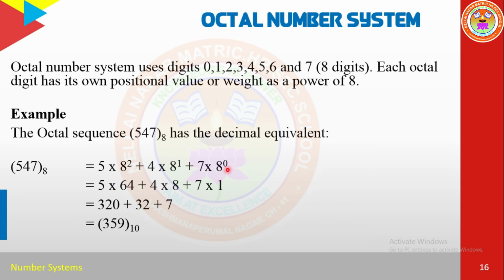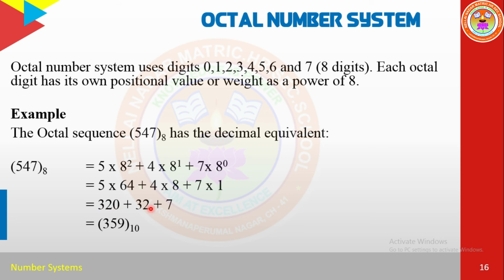Now you can simplify it. 8 power 0 is 1. 8 power 1 is 8. 8 square is nothing but 64. Don't write 16 here, 8 into 2 is only 16, but this is 8 square, so 8 into 8, totally 64. Students, don't forget to write the value here. So 7 into 1 is 7, 4 into 8 is 32, and 5 into 64 is 320. How does it come? You multiply 5 into 64 and write 320.